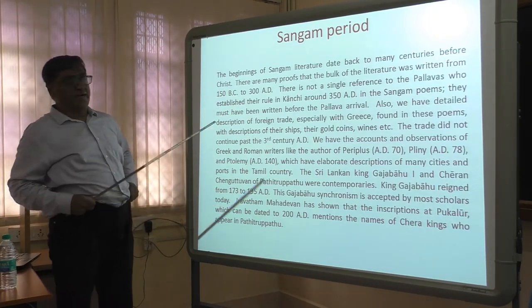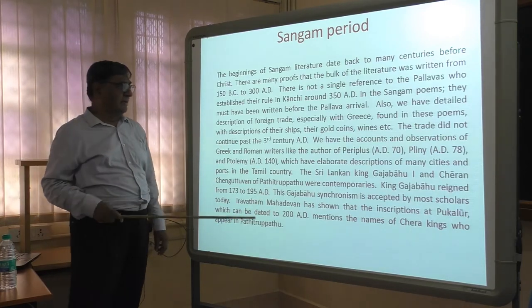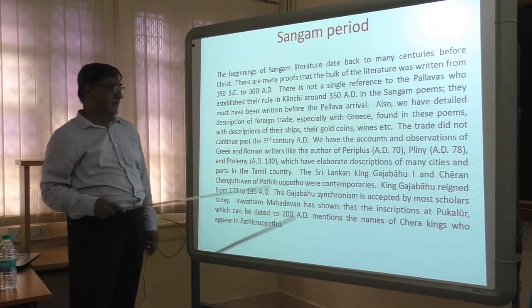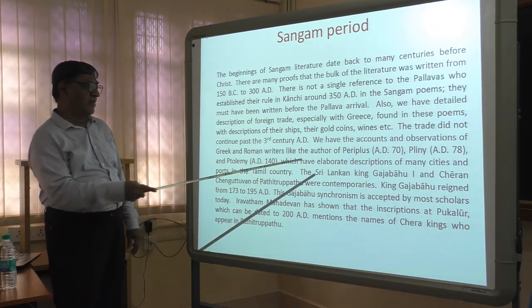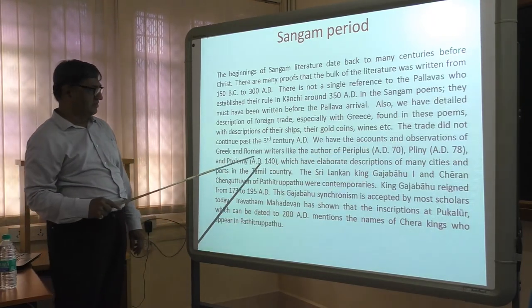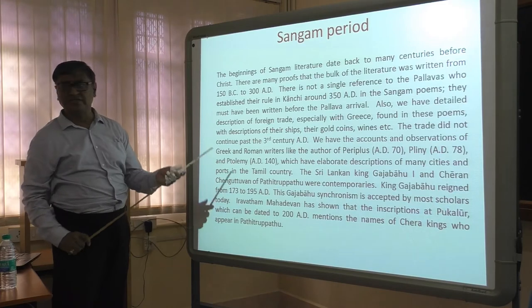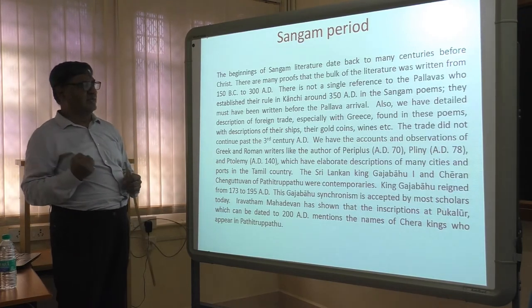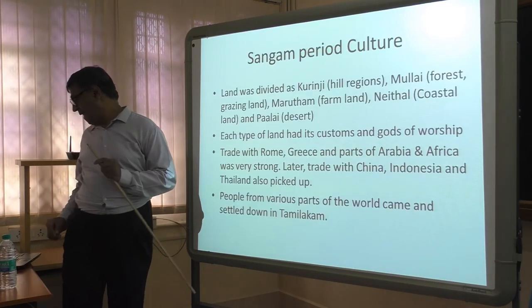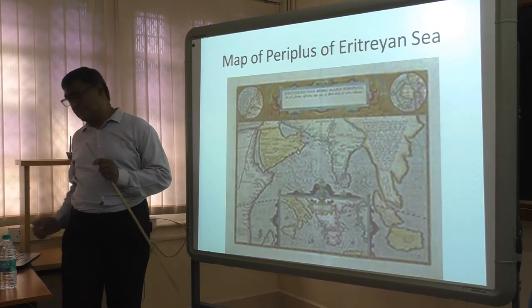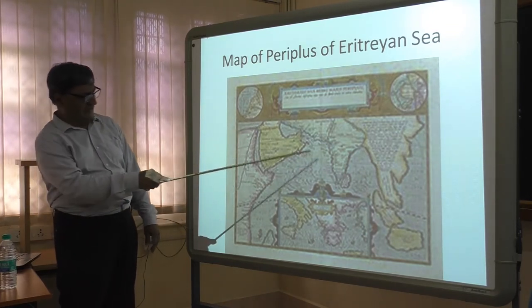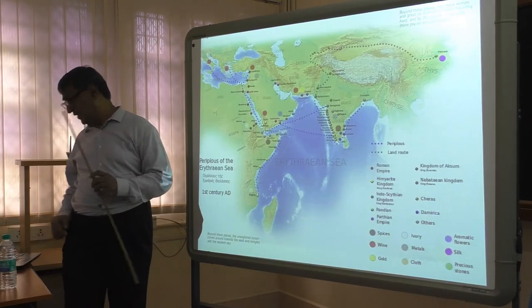It's a time when a lot of poetry was written in Tamil. Even people who came from Greece and elsewhere have talked about it. Around AD 70, Pliny and Ptolemy talked about South India, and trade with it. There is a map showing how they would come to India, and a clear-cut map of this is shown here.